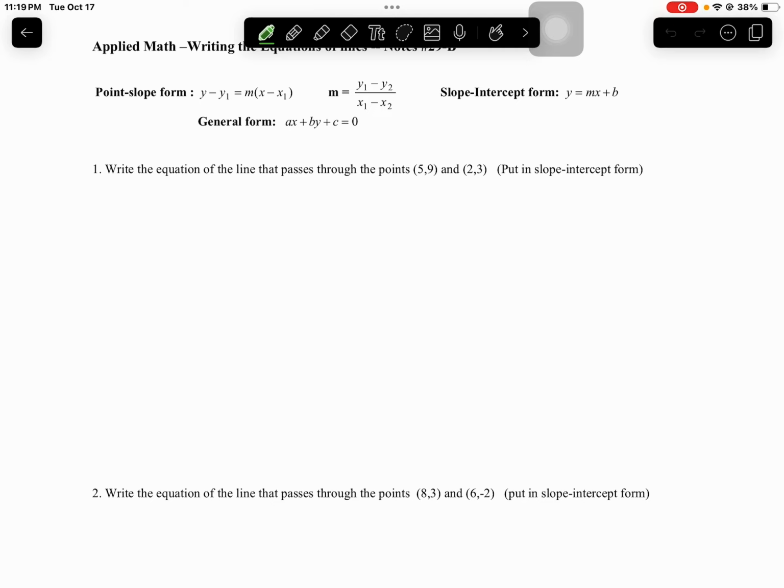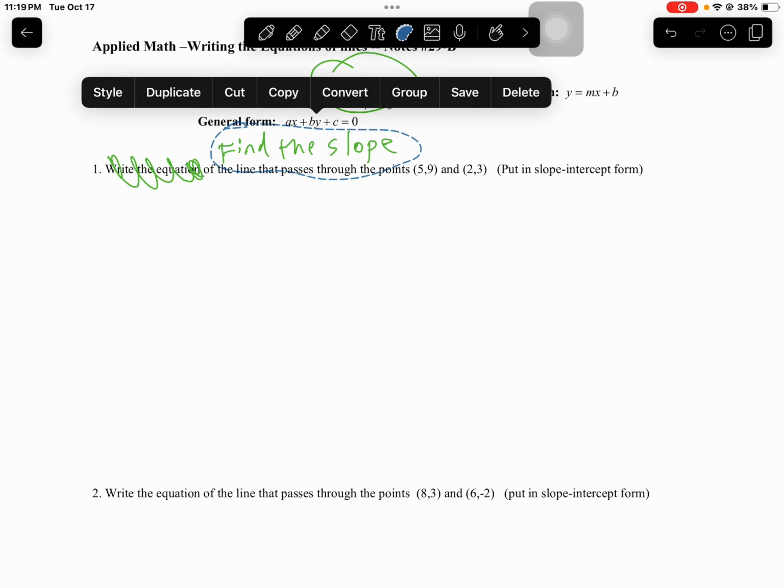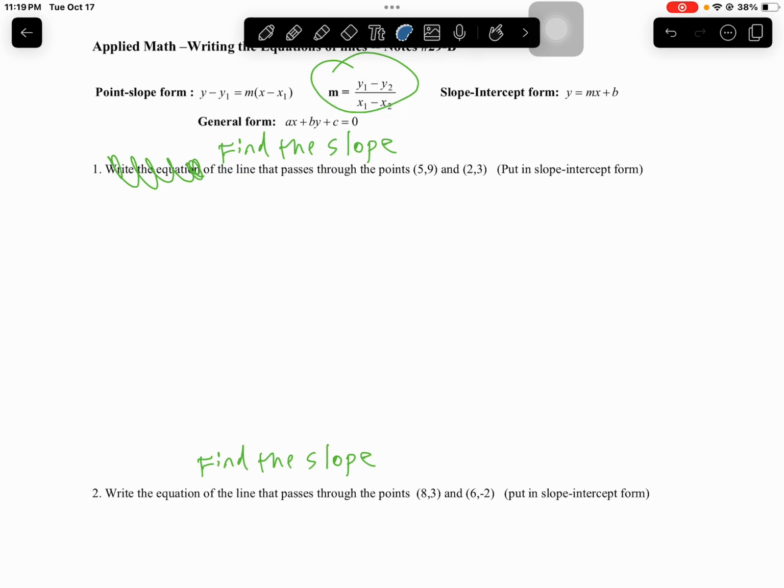Here's a quick video for today. This first part is just a little more review on yesterday's, a little extra practice with finding the slope. So remember, we're not going to write an equation. We're going to find the slope. Okay, you're going to find the slope.